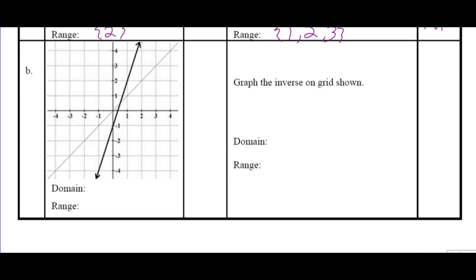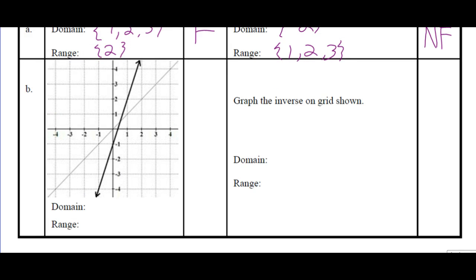Graph the inverse. First we need the domain. Domain? x belongs to the reals. Range? y also belongs to the reals. Graph the inverse on the grid shown. What do we do to graph the inverse? How many points do I need to graph the inverse? At least how many points? I only need 2, it's a straight line, but I'm going to go for more than 2.